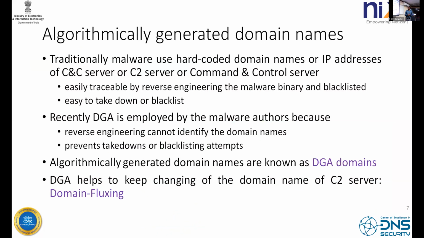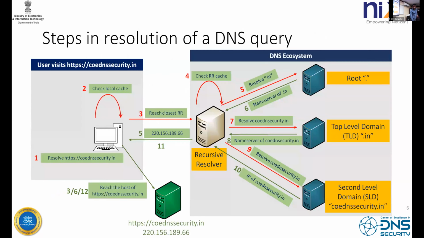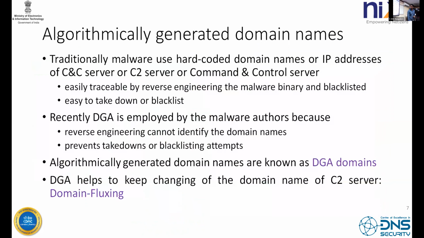Coming to the actual topic of this session, algorithmically generated domain names. As the name suggests, in the previous case we had a domain name and we were registering the domain. Just imagine if I automate this, meaning on the fly I generate a domain name, register it on the internet and make it available for access. That is the idea of algorithmically generated domain names.